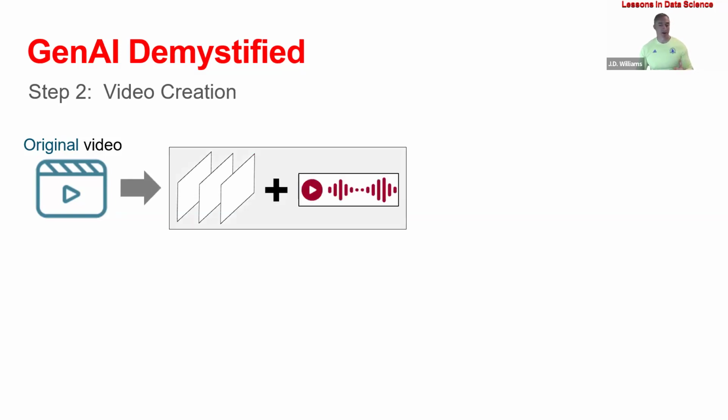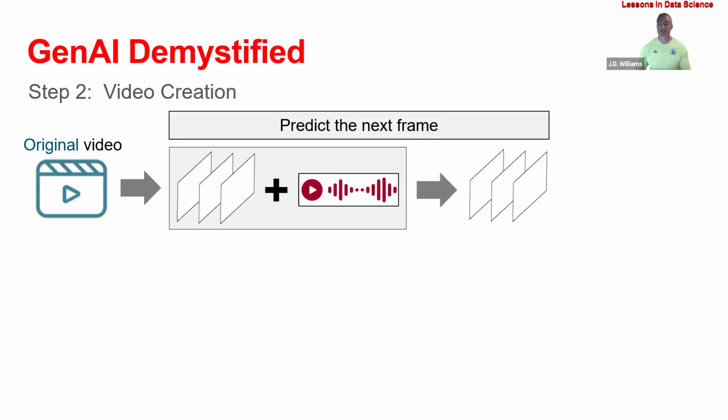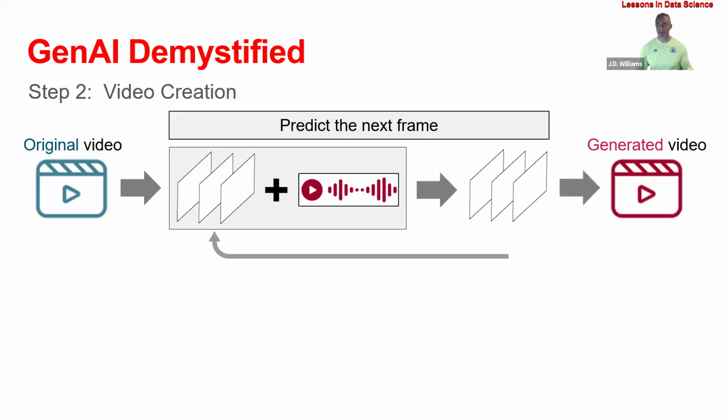Now let's talk about step two, which is the video creation. We begin with the original video, and then we break out the individual frames of that video and combine that with the translated audio file and use generative AI to predict what the next frame would be. And we continually iterate, predicting the next frame until we have the generated video.